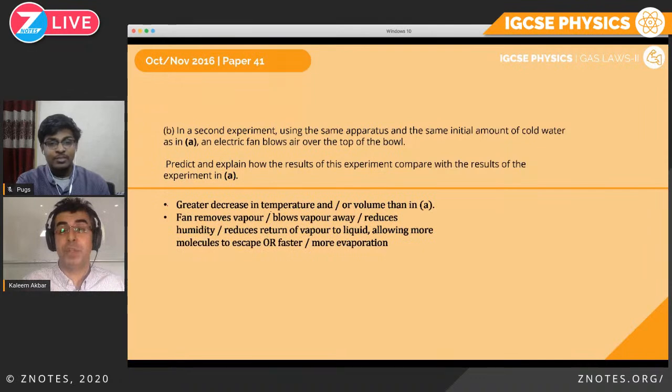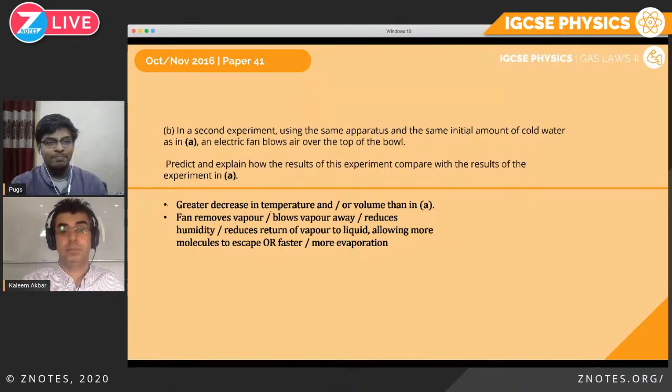Greater decrease in temperature in A. Why? Because the fan removes the vapor, it blows it away, it reduces the humidity, just like I've said. Therefore, there's more evaporation. If there's more evaporation, it's going to cool down a lot more. Any questions there, or are we good to keep going?